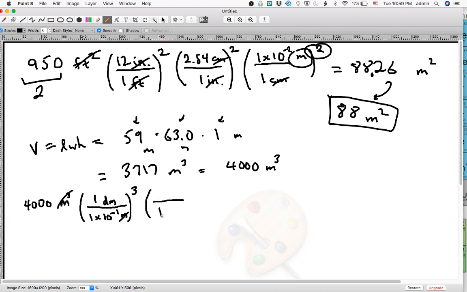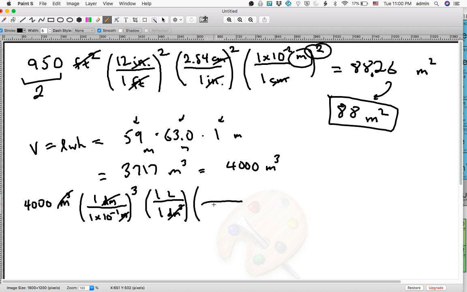Now I happen to know that 1 decimeter cubed is the same as 1 liter. I do not need a 3 out here because the 3 is already here. It is 1 decimeter cubed that is 1 liter, not 1 decimeter is 1 liter. So this cubic decimeter cancels with this cubic decimeter. But this 3 is still applied to this 1 times 10 to the minus 1, because the 3 applies to everything inside the parentheses. Now this is in liters, but they wanted megaliters.